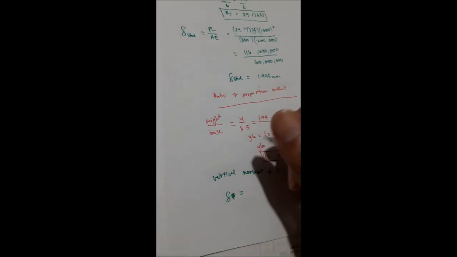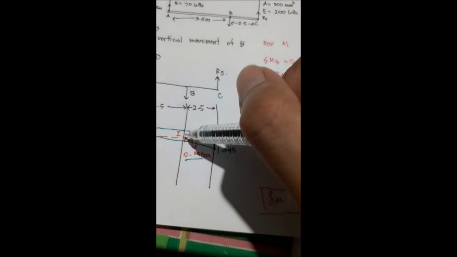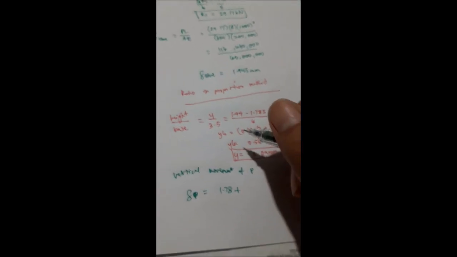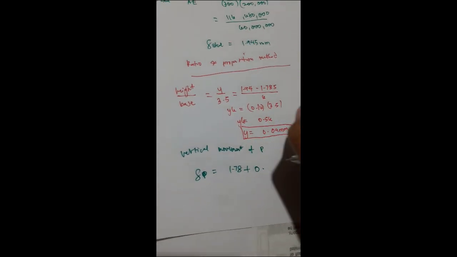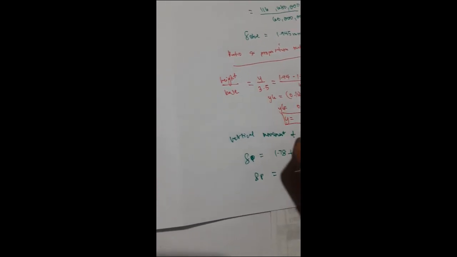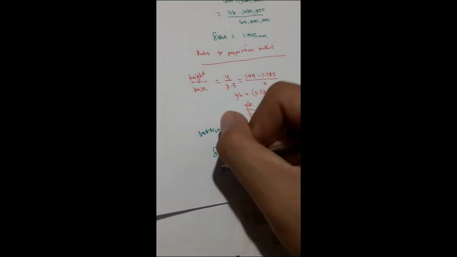But to find the total distance, the vertical movement of P is equal to 1.785, which is this portion here, plus y, which is this portion here, as we solved earlier through the ratio and proportion method of triangles. So 1.785 plus 0.09, the vertical movement of P is equal to 1.87 millimeters. And that would be for this problem.